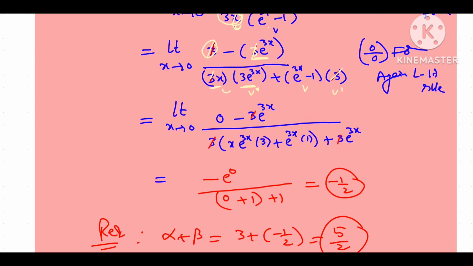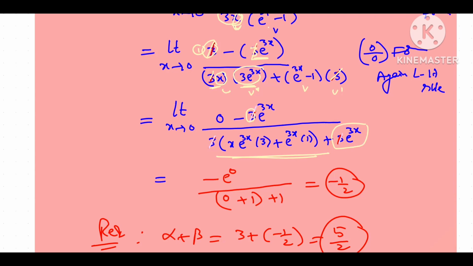So the differentiation of 1 is 0, minus the differentiation of e power 3x, which is e power 3x into 3. Differentiation of 3x we get 3. Next, the denominator also. Here again the UV formula: x into e to the power 3x, plus e to the power 3x minus 1, whose derivative is 3 times e power 3x minus 1. Here again 3 gets cancelled.